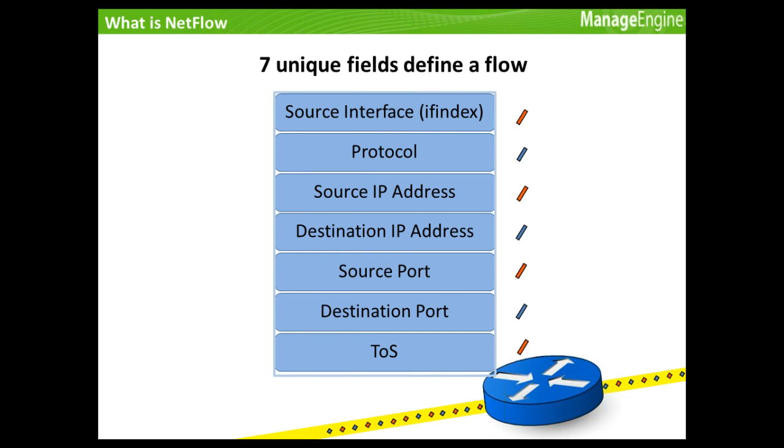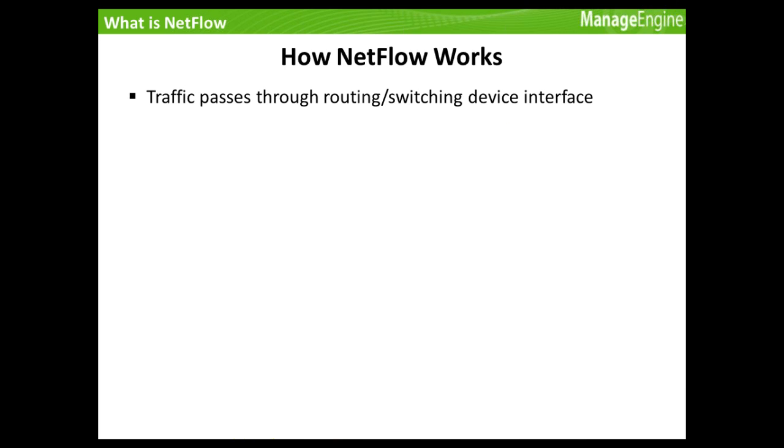So what is NetFlow, and how does it work? NetFlow actually consists of 7 unique fields. That is what defines a flow as far as Cisco NetFlow is concerned. So you have source interface, the protocol, source IP address, destination IP address, the port, that's the source port as well as the destination port, and the type of service. So these 7 key fields actually define a flow.